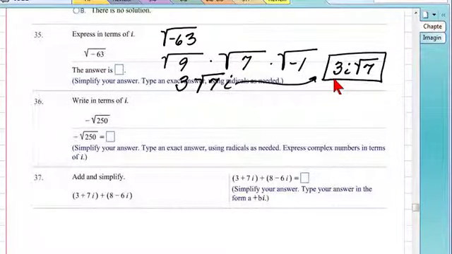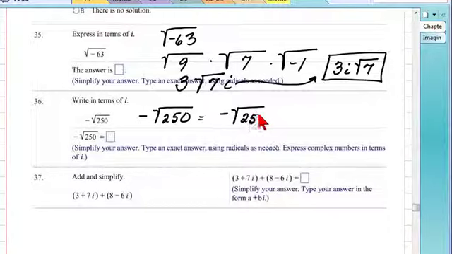Let's look at 36. It says to write the negative square root of 250. Okay, 25 times 10. Now, is there a factor of negative 1 under the radical? No. So this is negative square root of 25 times the square root of 10, which is negative 5 times the square root of 10.